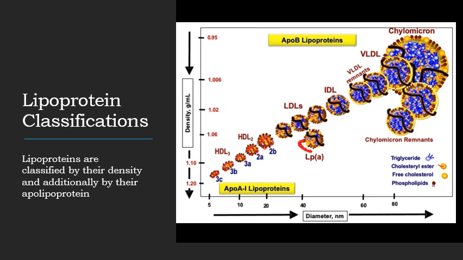The next type of particle is smaller and contains less triglyceride. It's more dense than the chylomicron, but less dense than the rest of the particles. This is the very low density lipoprotein, or VLDL. VLDLs are produced in the liver.